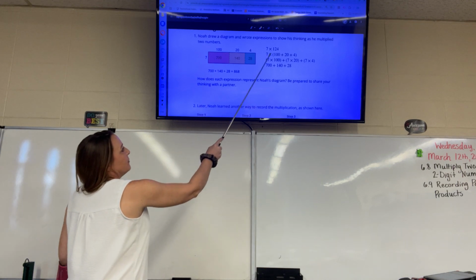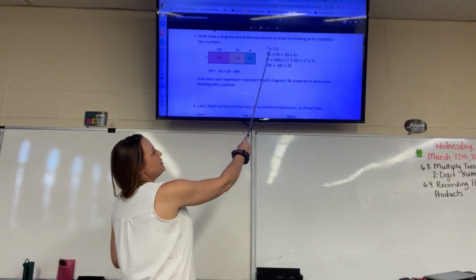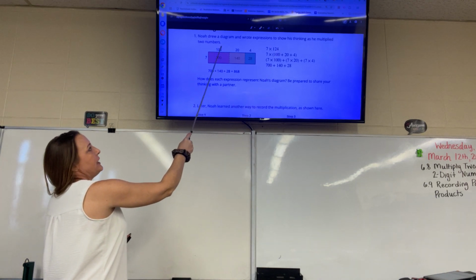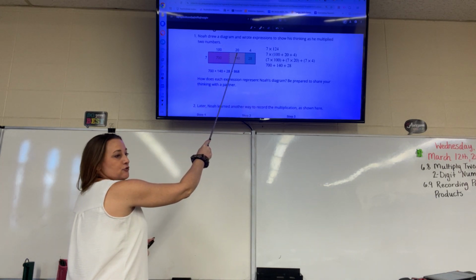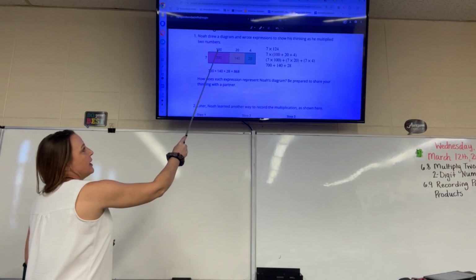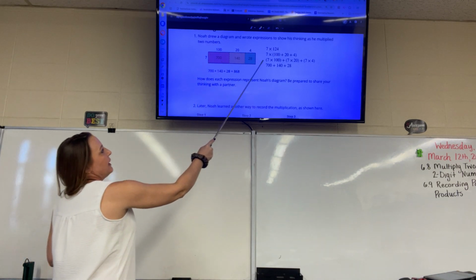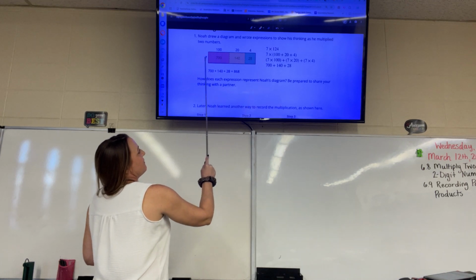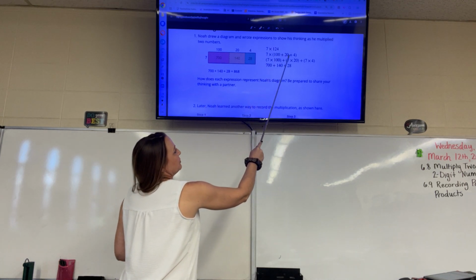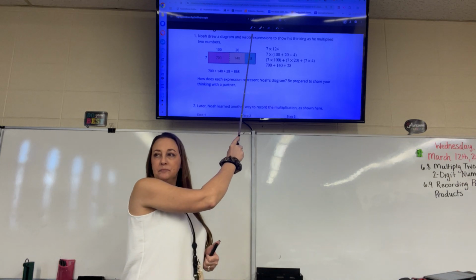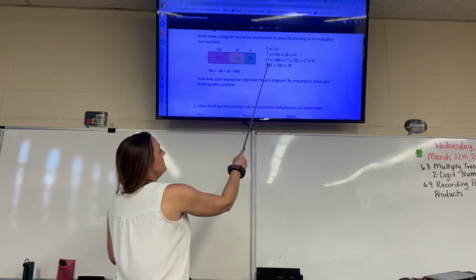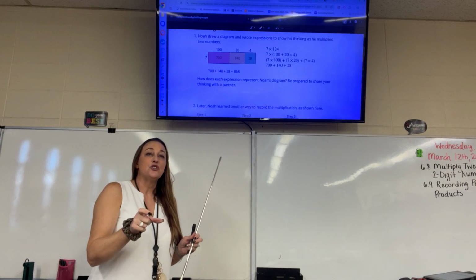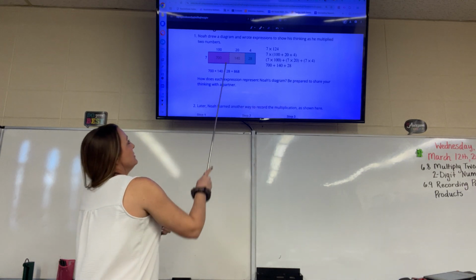Here's his diagram. This is the problem he's trying to do. 7 times 124. He puts his 7 over here. He breaks apart 124 right on top. And then his model now, if you look, is 7 times 100 plus 20 plus 4, right? Then these in parentheses are the 3 expressions that he uses to solve.